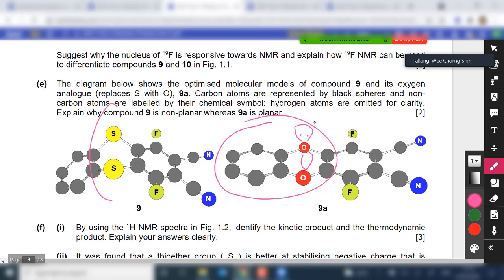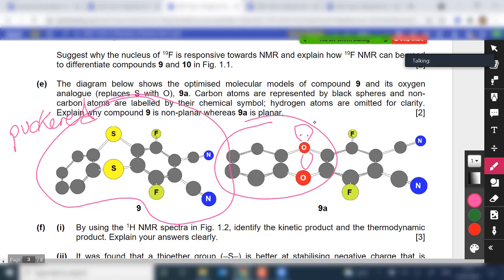But wouldn't my sulfur also have a lone pair? Yes, it has a lone pair, but it's in 3p. So there's orbital mismatch. And it's not asking you too much, because we are showcasing that the actual structure is indeed puckered. This is called puckered, in case you are not very sure what to write. Or you can say it's like a bowl, but it's puckered.